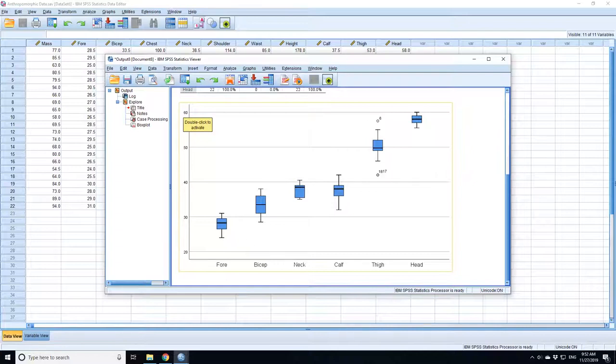So these things correspond to each other if you think about the way the body's put together. So forearm corresponds to your calf, your bicep corresponds to your thigh.